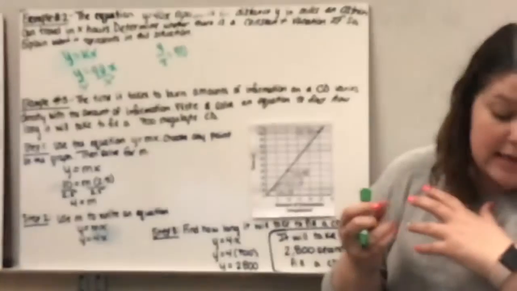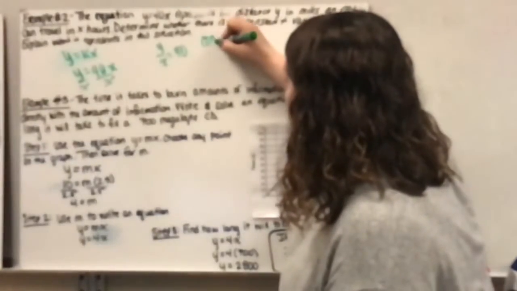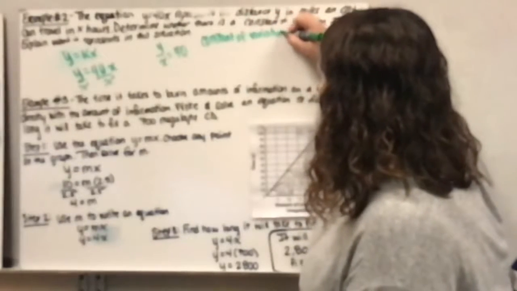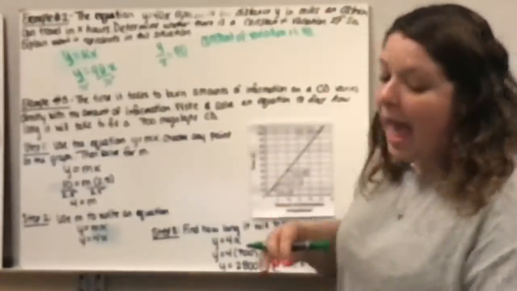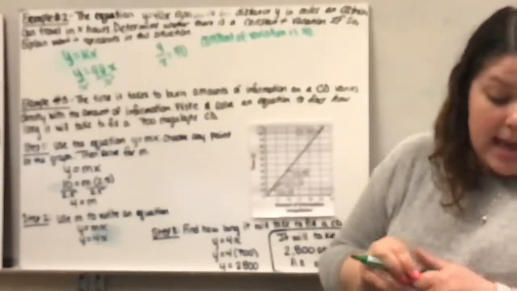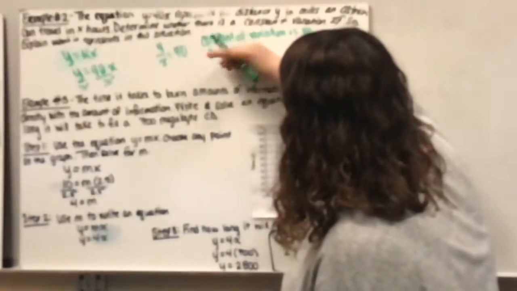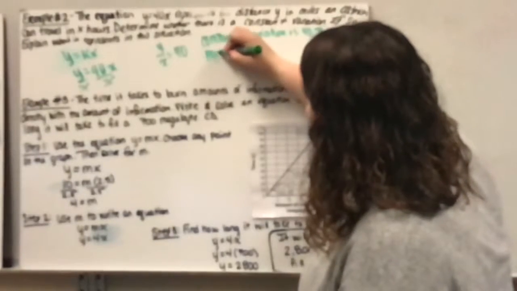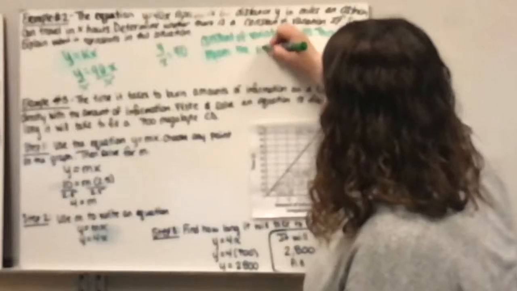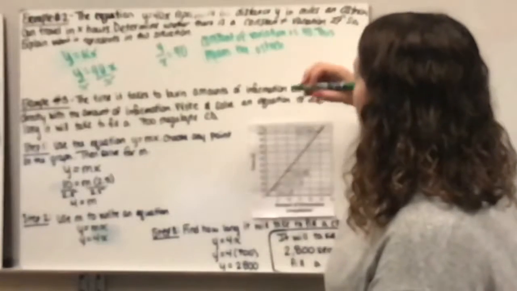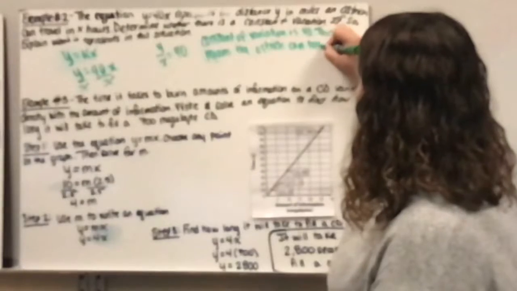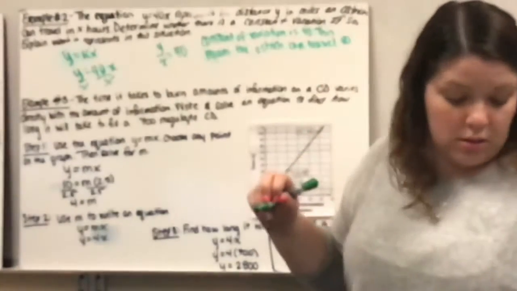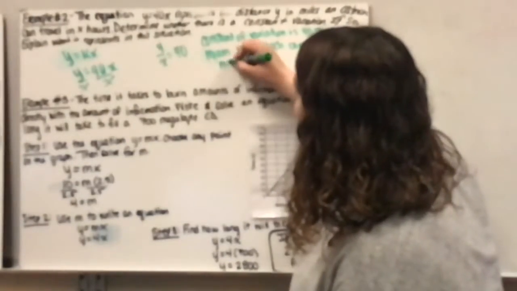And then I need to explain what it represents in the situation. So when I'm looking at this, I can say that my constant of variation is 40. And at this point, what it represents is that the ostrich can travel 40 miles per hour.